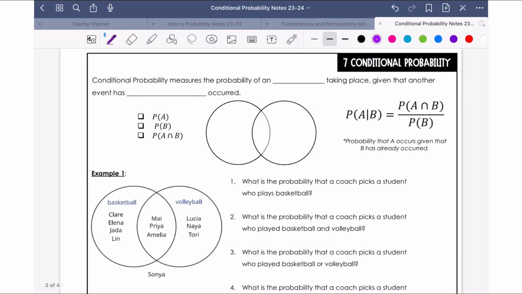Hi, y'all. This is the last set of notes for the unit on probability. These are going to be different than what we've done. This is called conditional probability, okay?